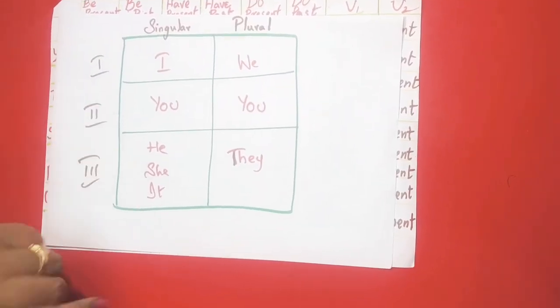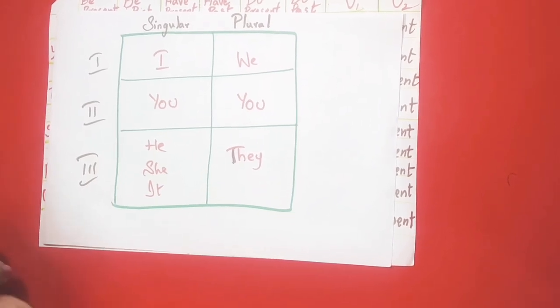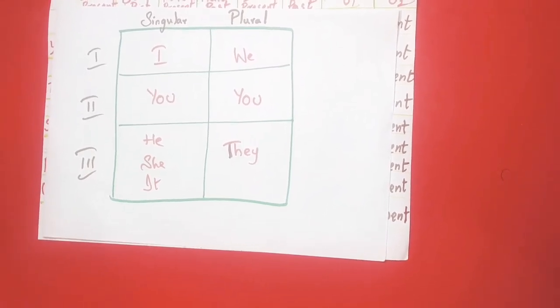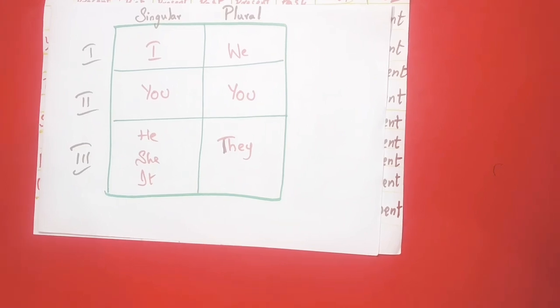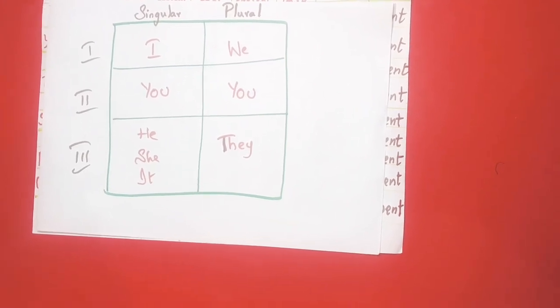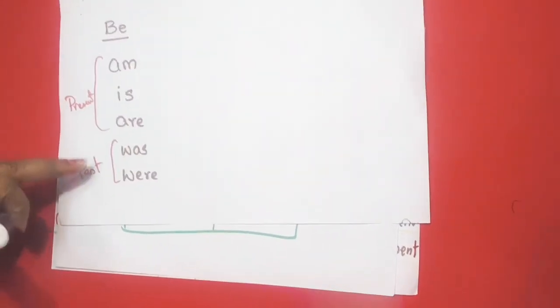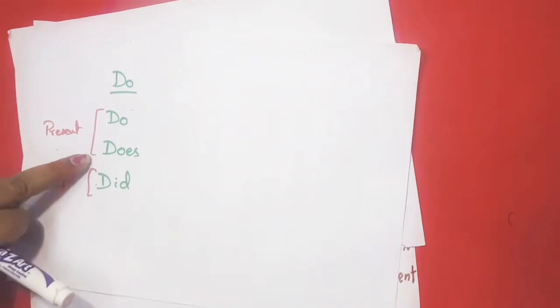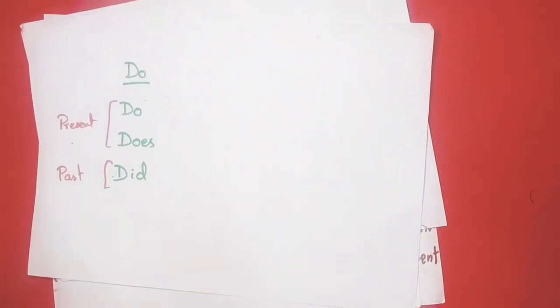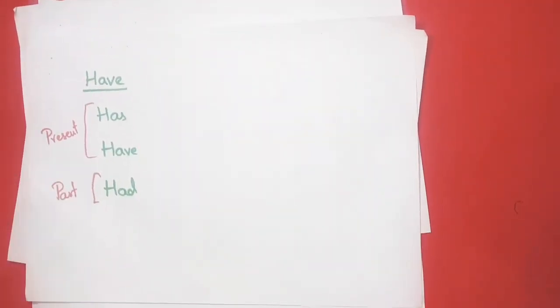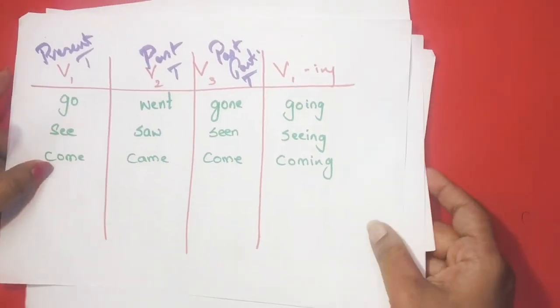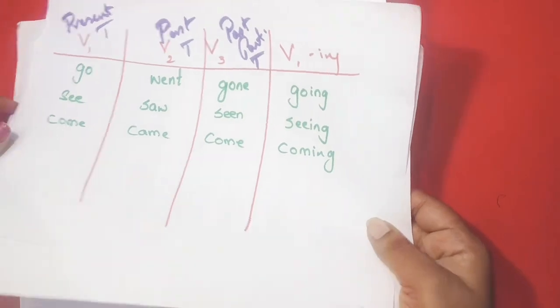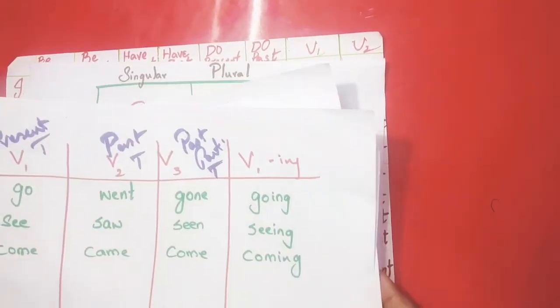Next we have singular and plural. Before we go for the singular and plural, let us rehash what we have done so far. We have learned what are be forms. Be forms are am, is, are and was, were. Do forms are do, does, did. Have forms are has, have and had. And we have also brushed up with verb 1, verb 2, verb 3 and verb 1 with ing.